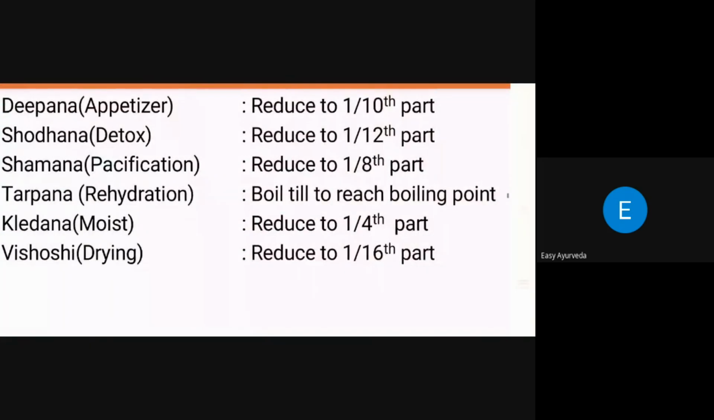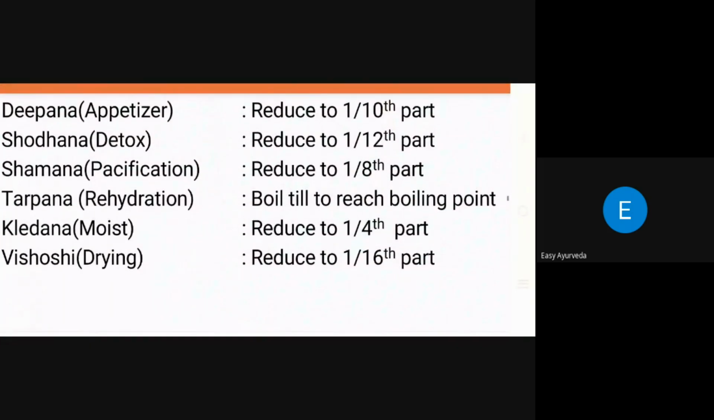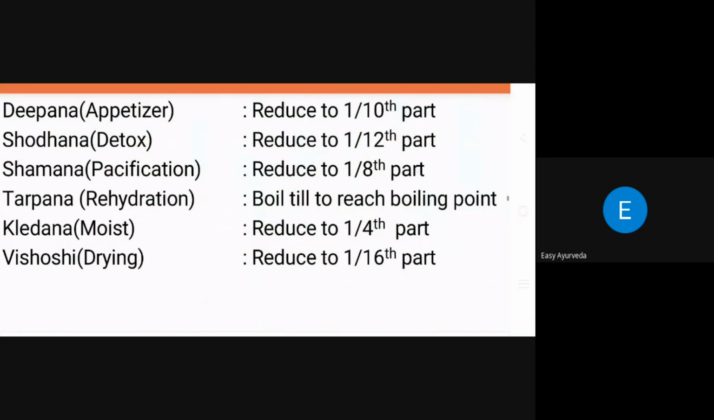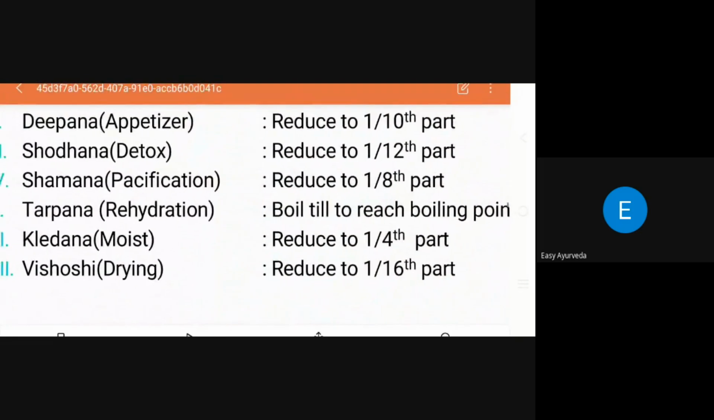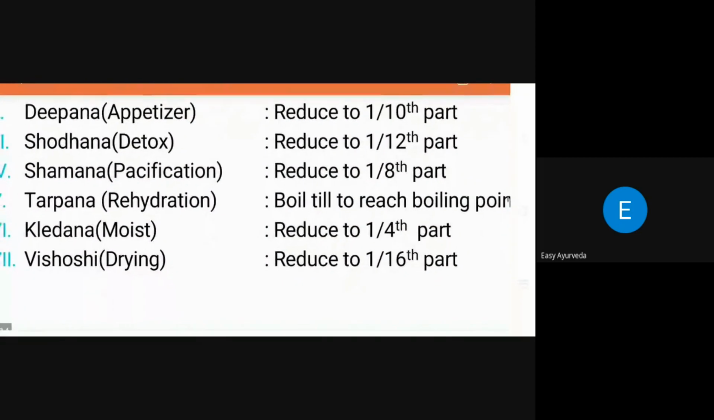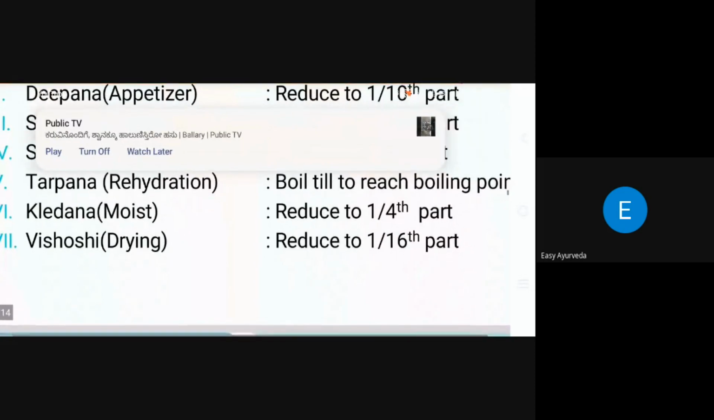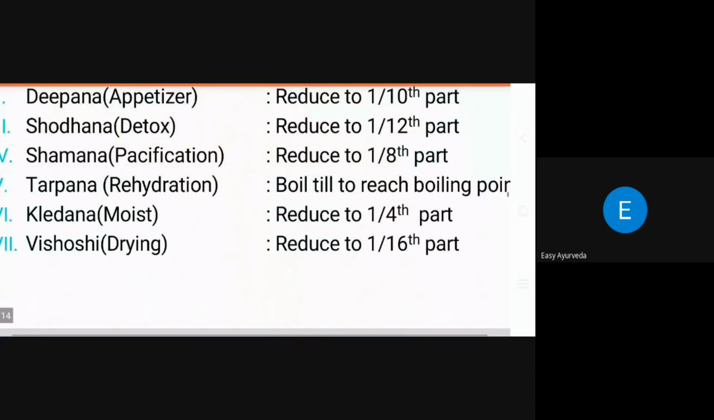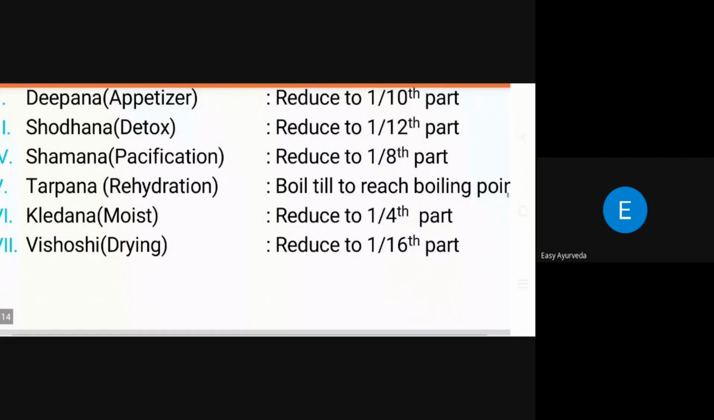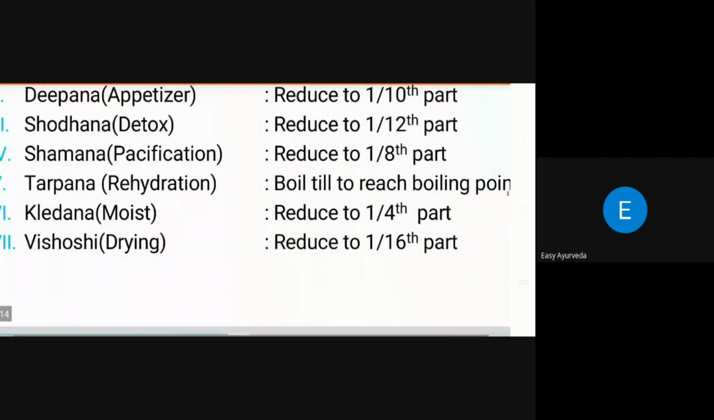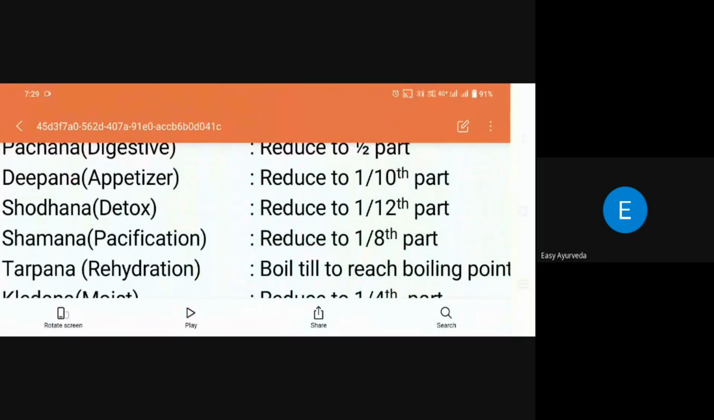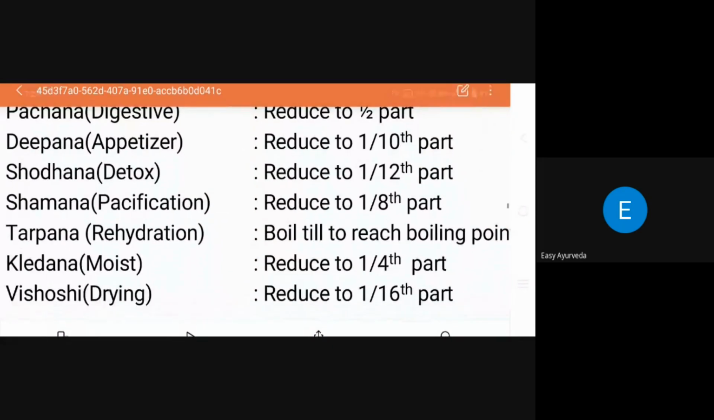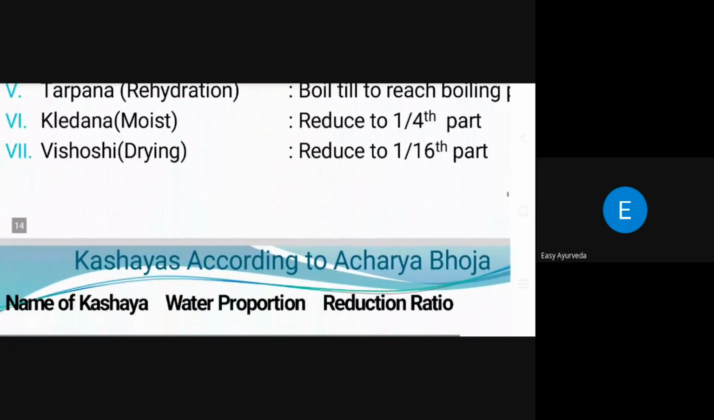That means 100 degrees Celsius, the water should be boiled compulsorily. Once it starts boiling, we turn off the fire and then it is utilized. That is called Tarpana Kashaya. Kledana Kashayas are used with 1 by 4th part reduction. Vishoshi or Shoshana, drying in nature, should be used with 1 by 16 part. Like this, these 7 Kashayas have been explained on the basis of their action and their reduction. The concentration has been mentioned, showing how much you have to reduce.